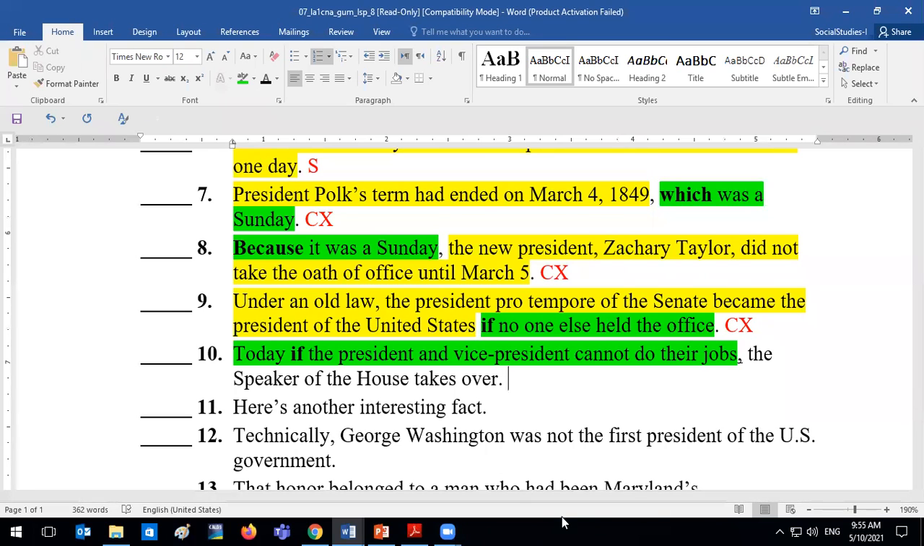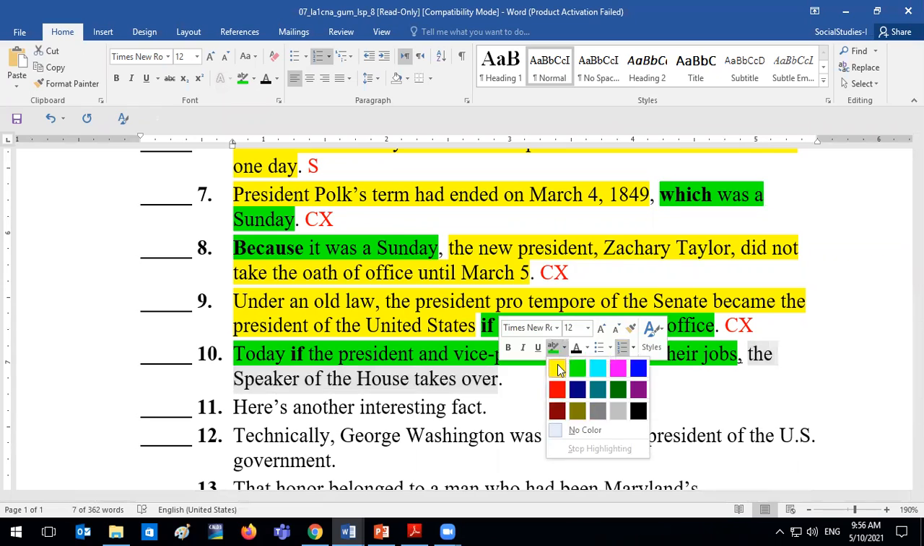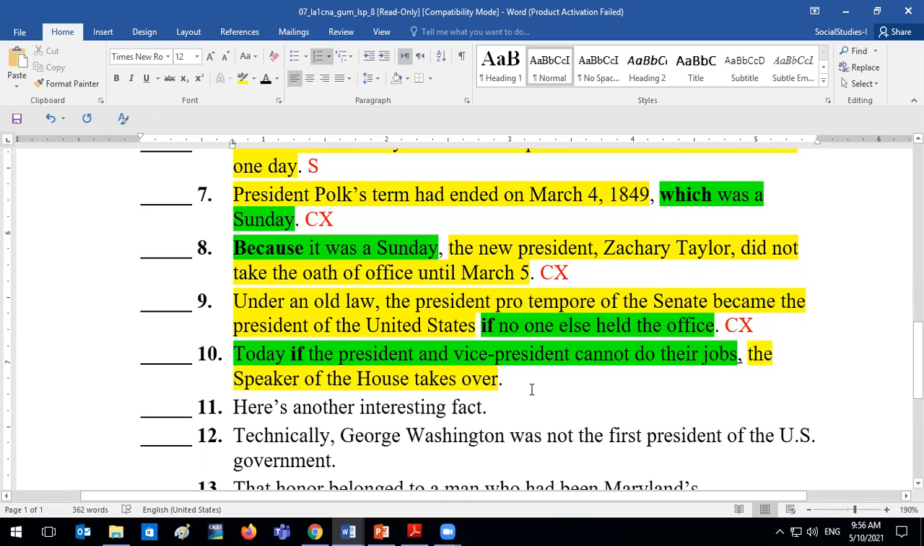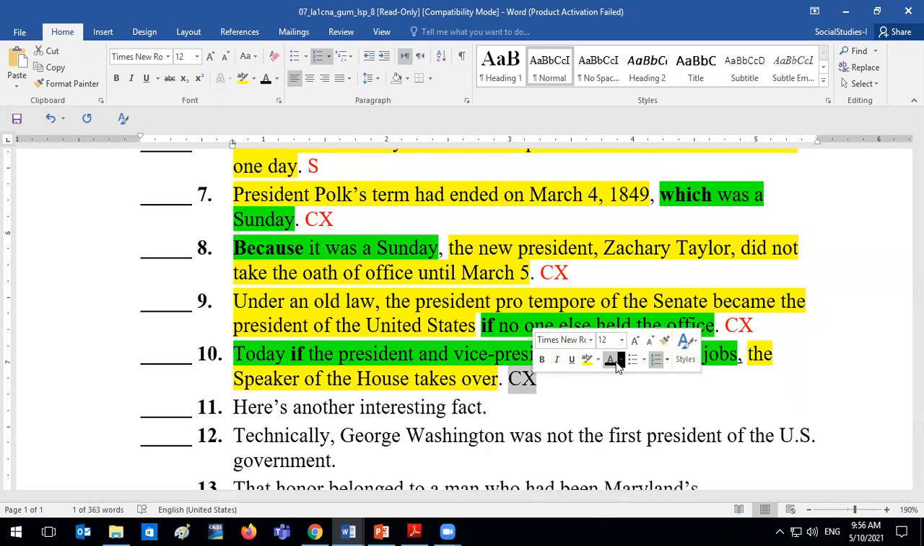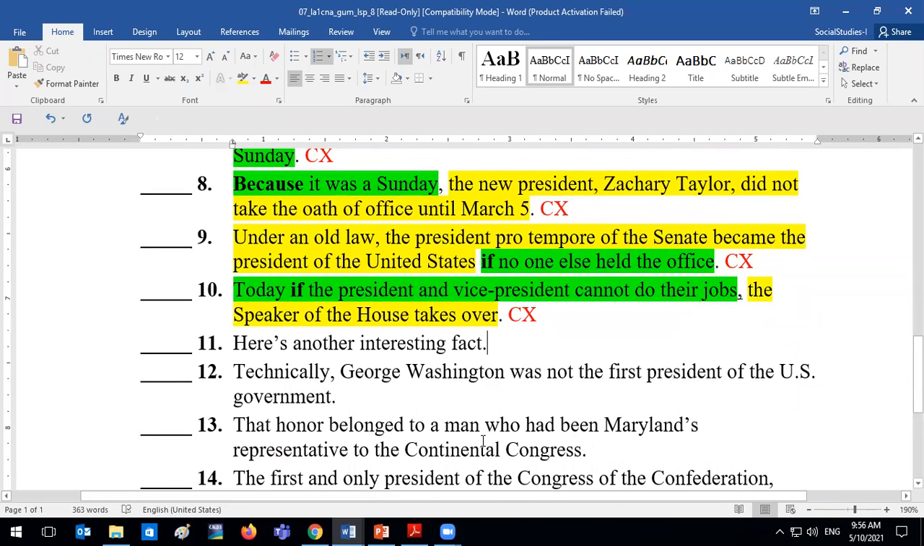Where's your independent clause, Adam? The independent clause is the Speaker of the House takes over. Good, so this is my independent clause. Perfect. So, what kind of sentence structure do we have here in number 10? Complex sentence. Good. Great. So this is a complex sentence. All right, let's not rush into identifying the sentence before we read it thoroughly. Okay, number 11, let's hear from Rahma.